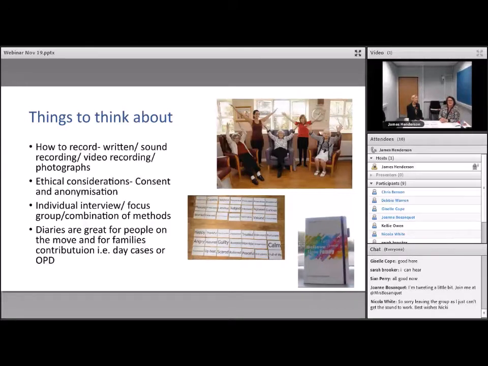So then the other thing to think about is whether you work with individual people, using this approach with individuals, or whether you think about something like a focus group, or you have a combination of methods. Certainly some of the projects that I've sent you links to in your emails have used a combination of methods. Some people have used individual interviews.